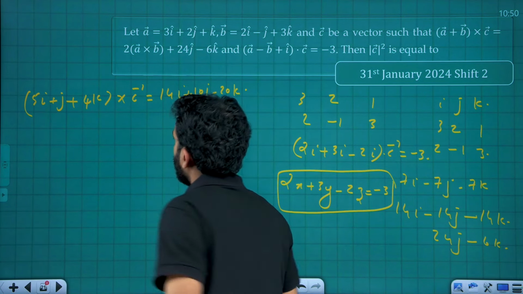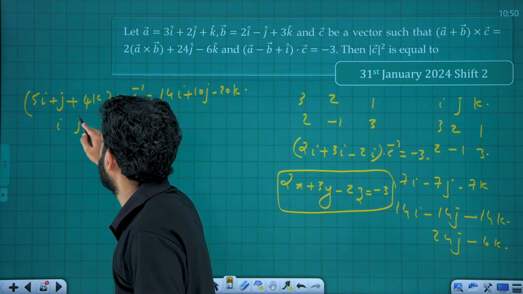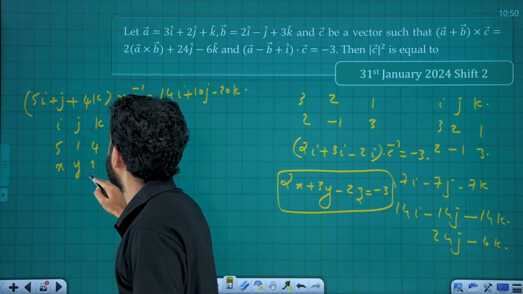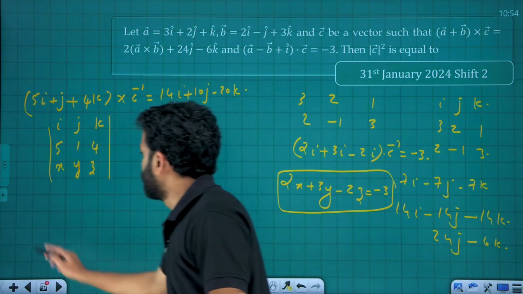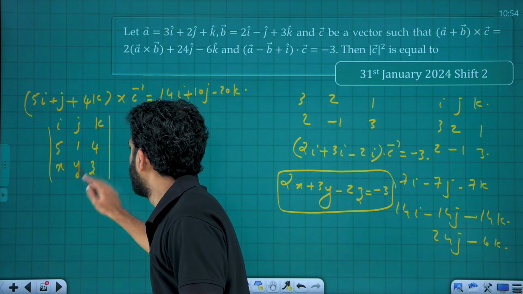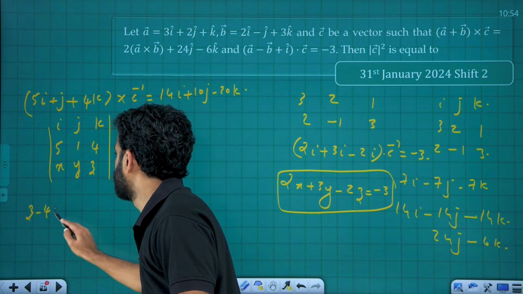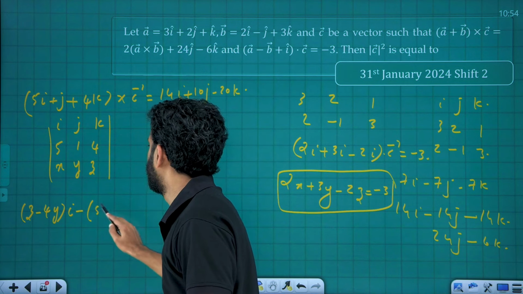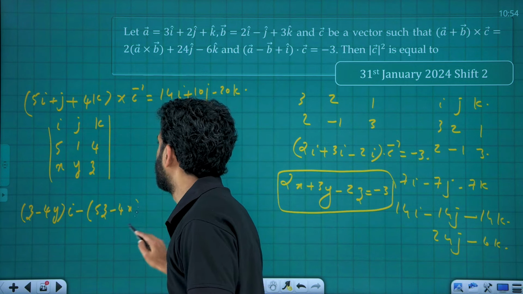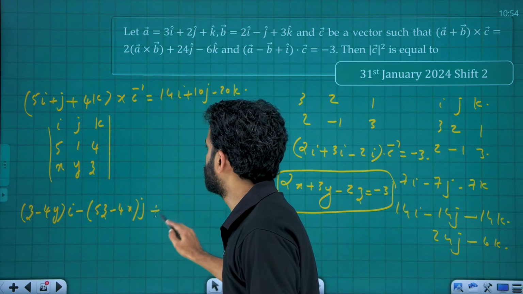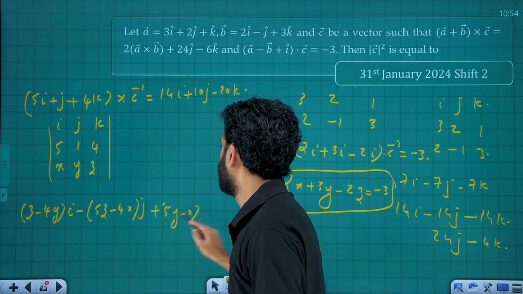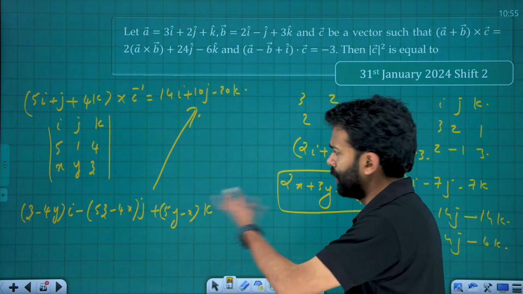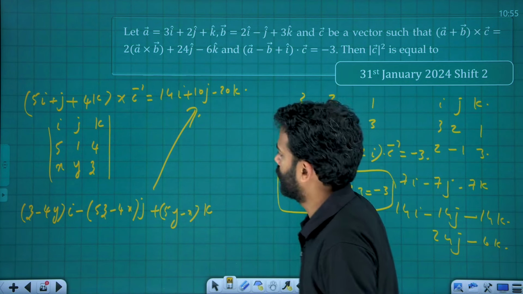So this will be i, j, k; 5, 1, 4; x, y, z. If you open the bracket, you will get (z minus 4y) into i, minus of (5z minus 4x) into j, plus (5y minus x) into k. That is equal to 14i plus 10j minus 20k. If you compare it and apply the parent equation here as well, you get the final result. Let's do it in the next slide.